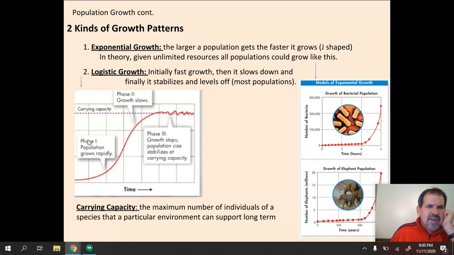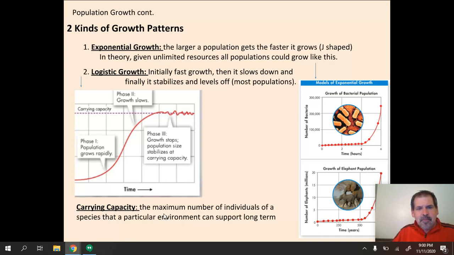You don't need to put in phase 1 or phase 2 or phase 3. We're not going to expect you to know that. You're not going to be tested on the different phases of logistic growth, but we do expect you to know and understand that it's this growth pattern that starts kind of steep, but then levels off, and that most populations exhibit this kind of growth pattern. All right, now on to carrying capacity.